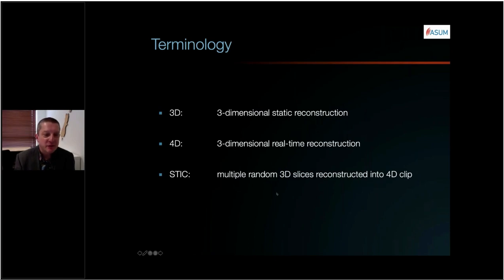And there are also other displays, for example, STIC, which stands for Spatial Temporal Image Correlation. And STIC is an interesting feature. It's used in echocardiography, for example, and fetal echocardiography as well. STIC allows the acquisition of multiple random 3D slices, which are then stacked in the correct order in order to reconstruct a 4D video clip. So whilst STIC is not a real-time method, it allows interrogation of very fast-moving structures that otherwise would be very difficult to do with 4D.